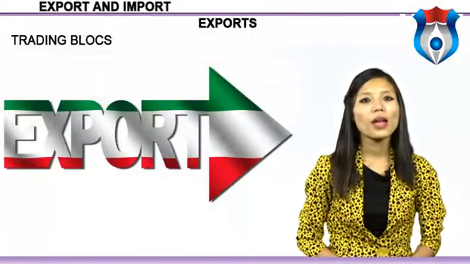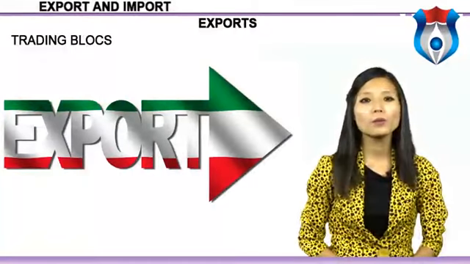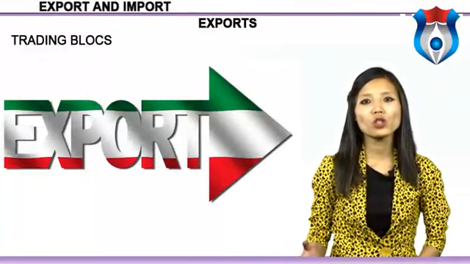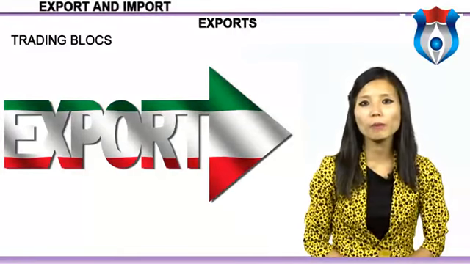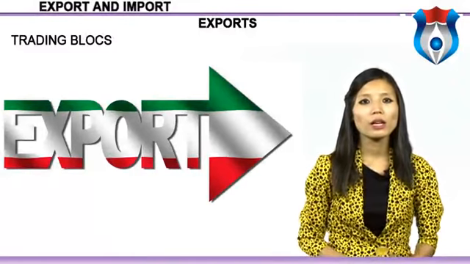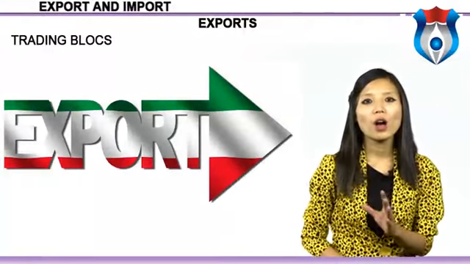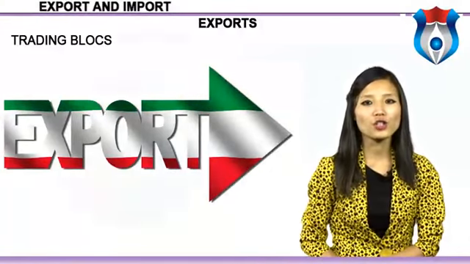Trading blocs. Export trade is also affected by trading blocs. Certain nations form trading blocs for their mutual benefit and economic development. The non-members face problems in trading with the members of a trading bloc due to common external barriers. Indian exporters should have a good knowledge of important trading blocs such as NAFTA, the European Union and ASEAN.